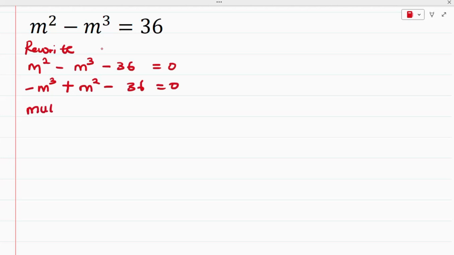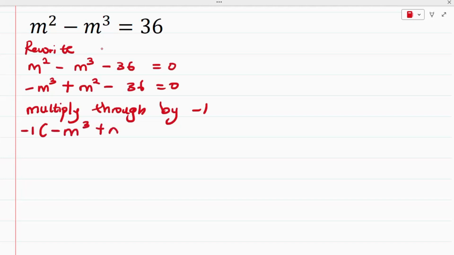So next, you want to multiply through by negative 1. This is going to become negative 1 multiply negative m raised to the power of 3 plus m squared minus 36, which is equals to 0. So minus 1 multiply minus m cubed will give us m cubed. Minus 1 multiply plus m squared will give us minus m squared, and minus 1 multiply minus 36 will give us plus 36, which is equals to 0.